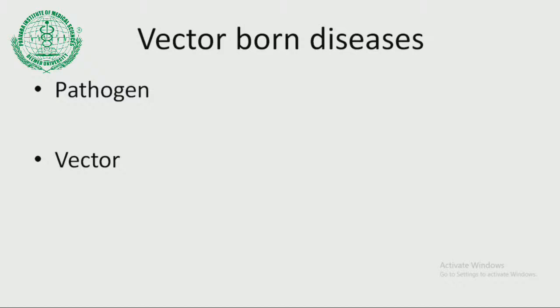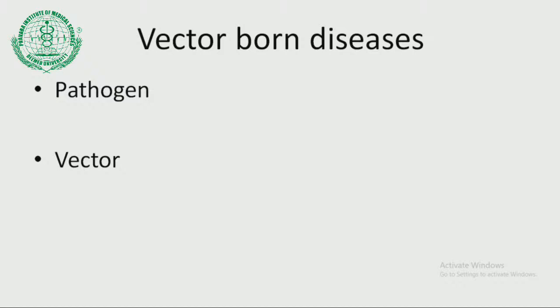So you should know particular examples of each of the category: bacterial vector-borne diseases, viral vector-borne diseases and parasitic vector-borne diseases. So pathogen will be the microorganism which is giving rise to that particular clinical condition. If pathogen is not there, the disease won't be there. And second is vector. Vector is the insect or the arthropod which is transmitting that particular pathogen from one side to another side. So importance of both these is there in vector-borne diseases.